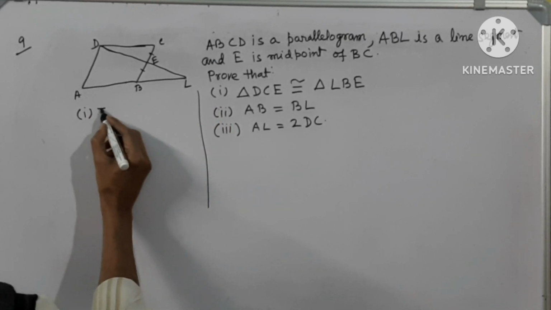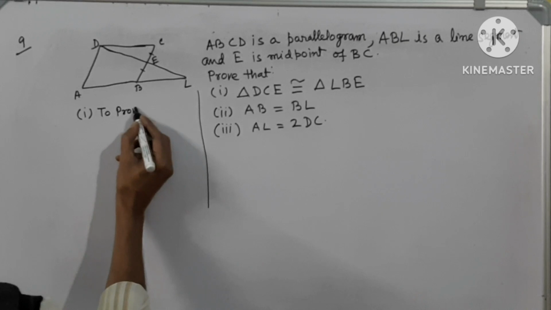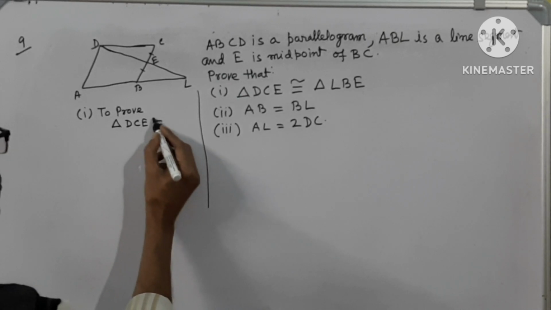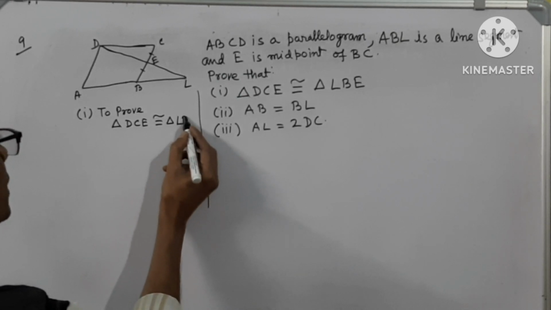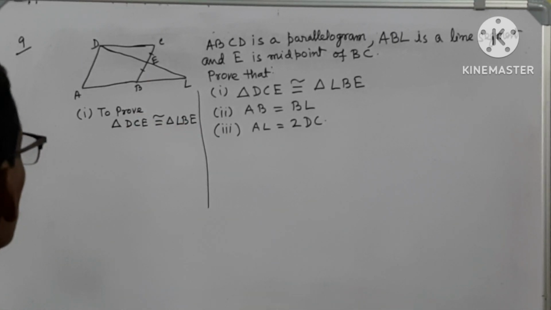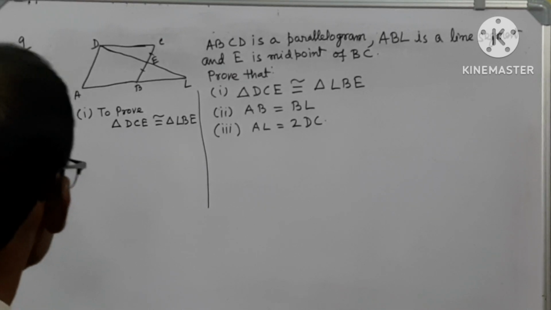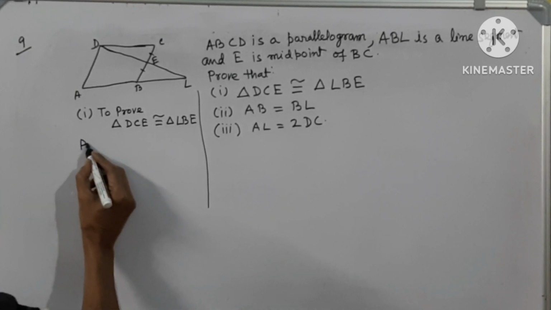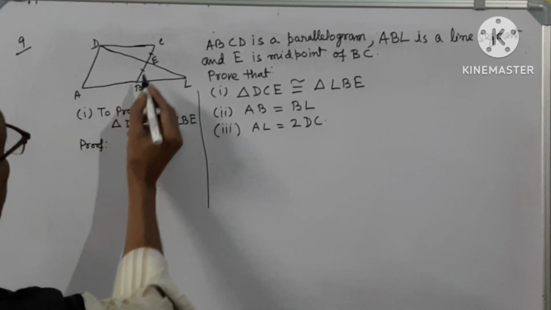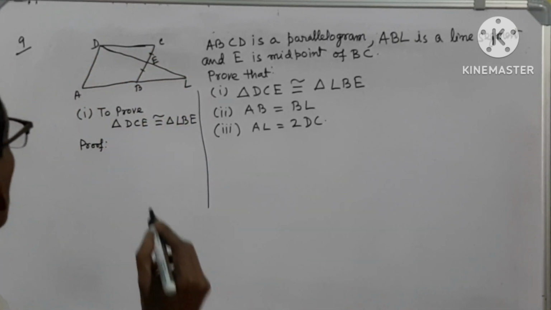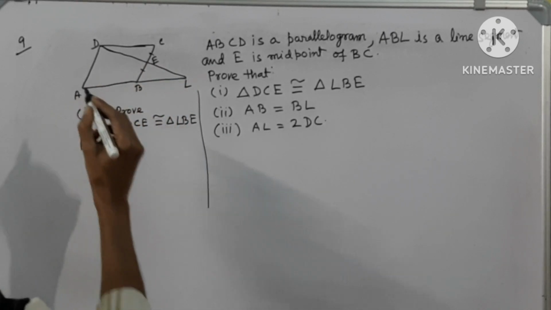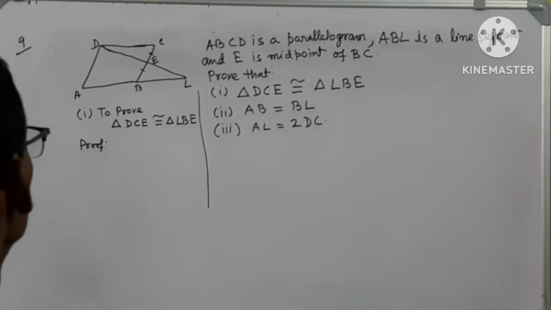To prove triangle DCE congruent to triangle LBE. Here I don't think you have to construct anything. We can directly give the proof. See, ABCD is a parallelogram. So AB is parallel to DC and BC is parallel to AD. That you should keep in mind.